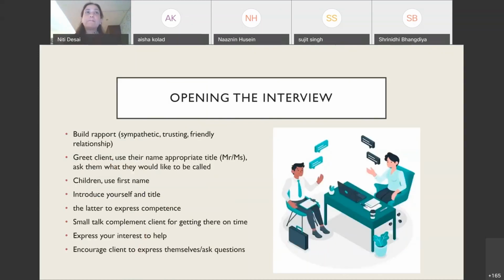Build a rapport with the person, with the patient once he or she comes in. Greet the client.